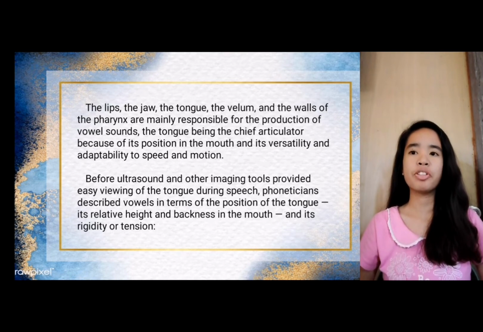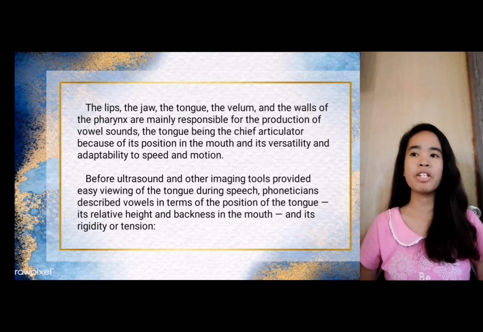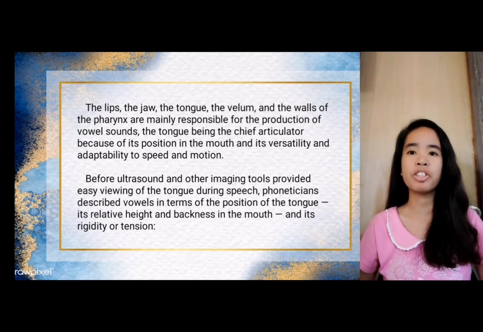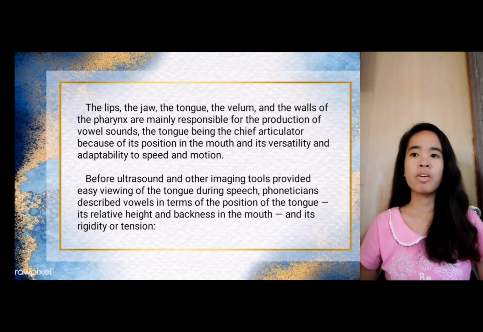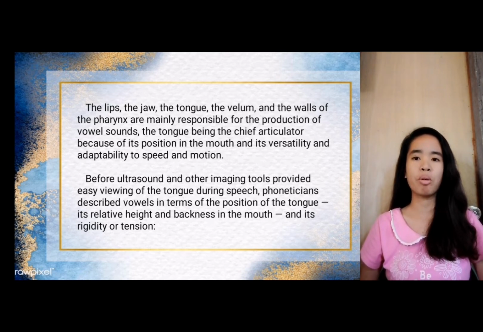The lips, the jaw, the tongue, the velum, and the walls of the pharynx are mainly responsible for the production of vowel sounds, the tongue being the chief articulator because of its position in the mouth and its versatility and adaptability to speed and motion.